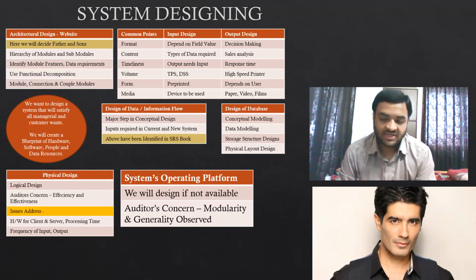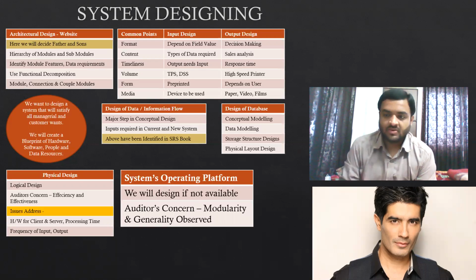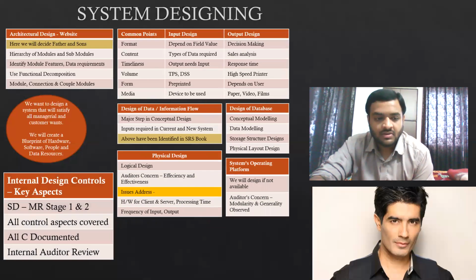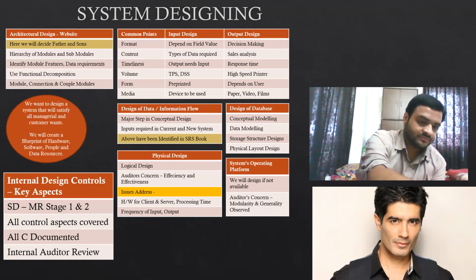Earlier, we were in physical design. What we have to ensure is effectiveness and efficiency. When we are developing system operating software, we have to see whether modularity and generality is observed or not. Only 2 or 3 points are there. Now, internal design controls.